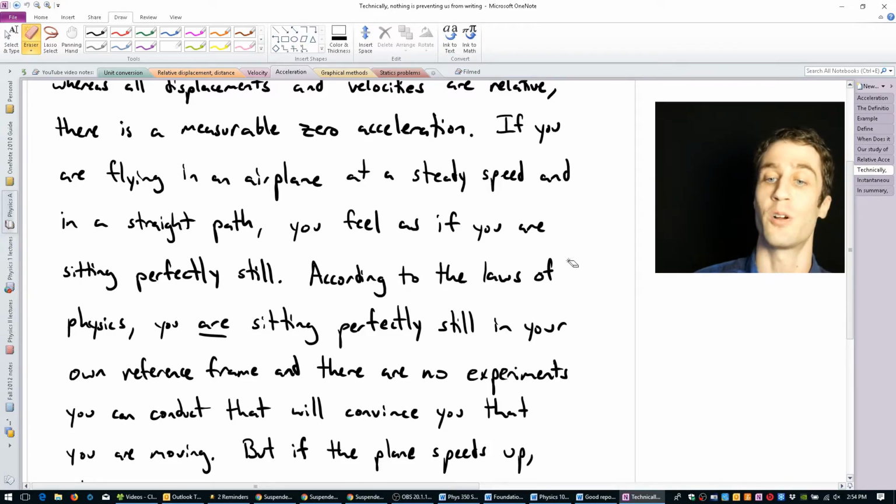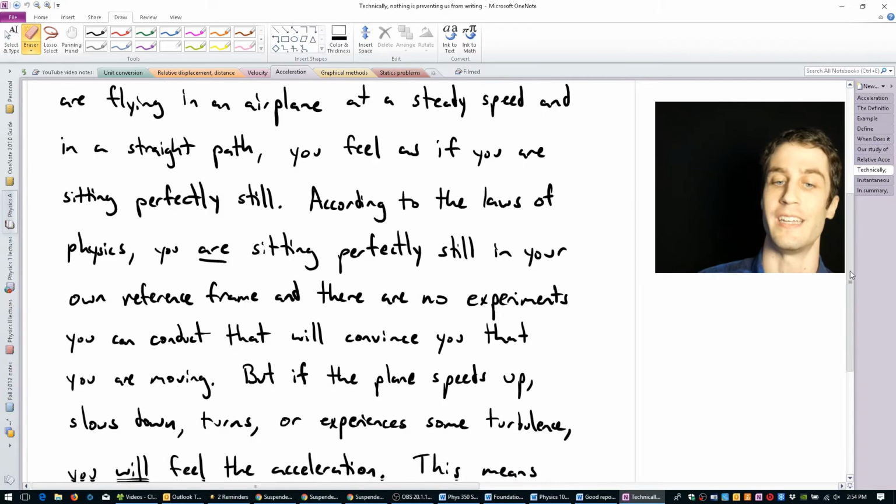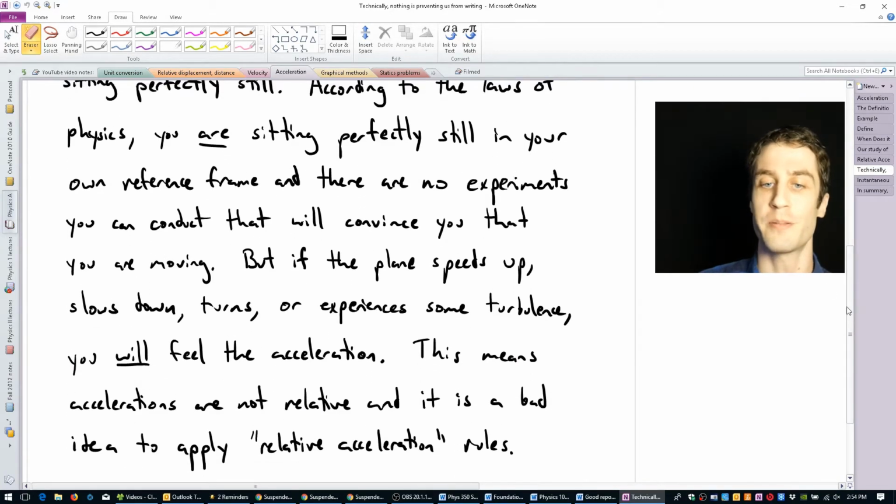Okay, so according to the laws of physics, you are sitting perfectly still in your own reference frame, and there are no experiments that you can conduct that will convince you that you are moving. So like I said, you feel the vibrations of the car or the airplane, but it might just be that you're sitting still. You might be sitting still in your bedroom and there's something vibrating in the floor, and that would produce a very similar sensation to what you're feeling in the airplane or in the car.